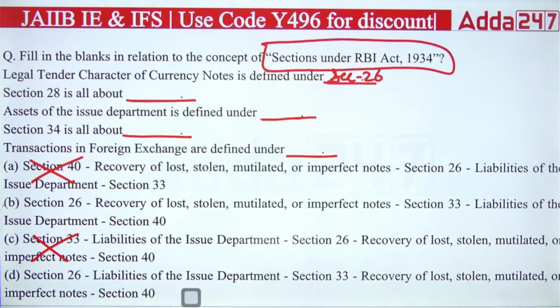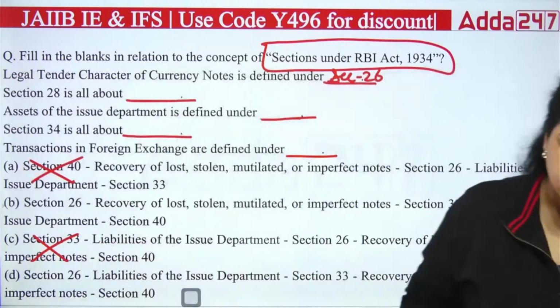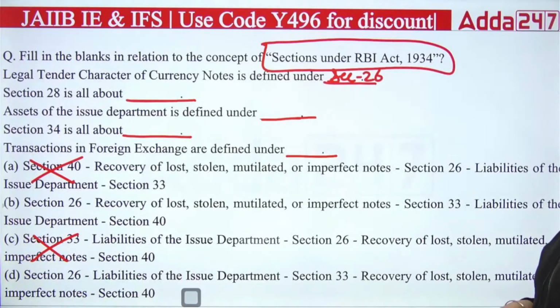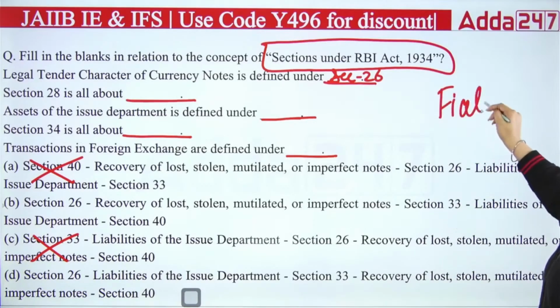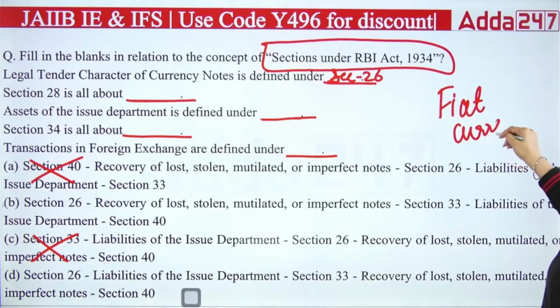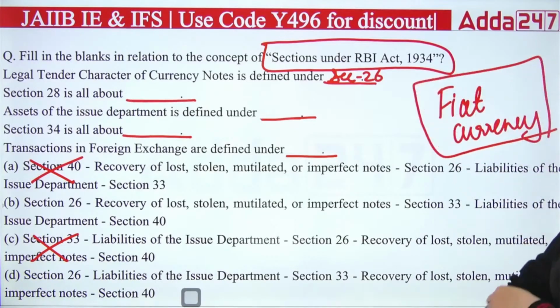Okay, I got one answer from SP, that is D. What about the rest? Also, the currency to which Government of India gives legal tender, that currency is known as fiat currency.